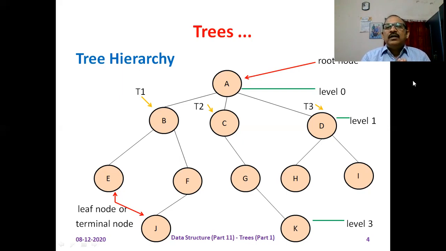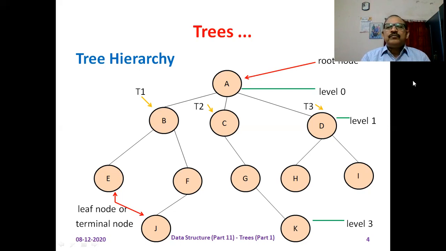Next is what is the descendant node? A descendant node is any successor node on the path from node to the leaf node. Then descendants of node B are, you can say, F and J. Descendants of node D are, you can say, H and I.